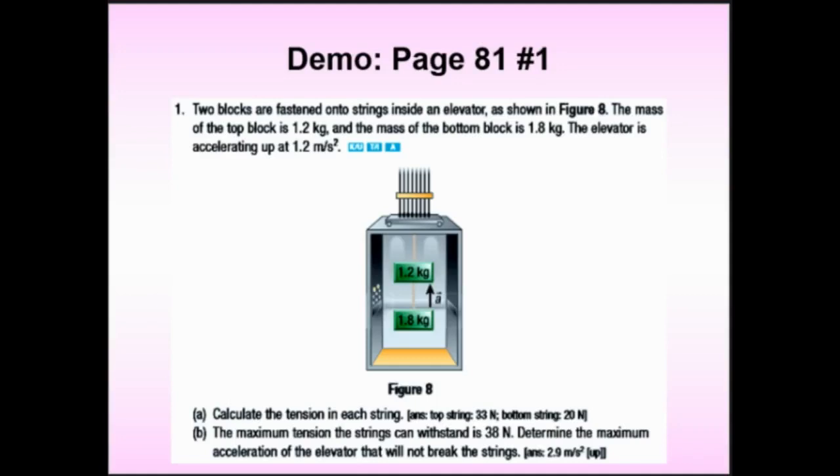So that means what? Technically, this is an independent piece of string from this one. Okay? All right. So two strings inside of an elevator. The mass of the top block is how much? 1.2. Mass of the bottom block? 1.8. The elevator, with all its contents, is going which way?